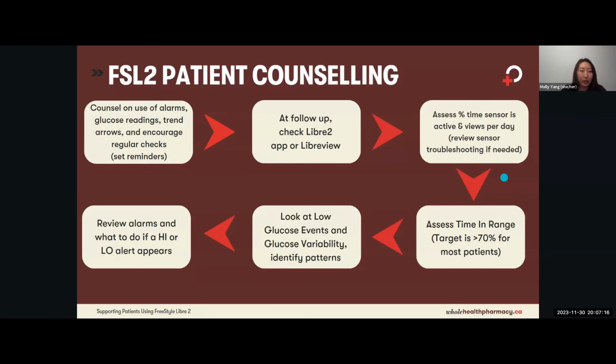For key patient counseling points, when getting started, we want to counsel on use of alarms, glucose readings, trend arrows, and encouraging regular checks and setting reminders where necessary. At follow-up, we want to check Libre 2 or their app or LibreView. We want to assess the percent of time sensor is active and the views per day. We want to assess time in range. We want to look at low glucose events and variability and identify patterns. And we want to review if there were any alarms that were set off, if there was a high or low, and how to manage that with patients.